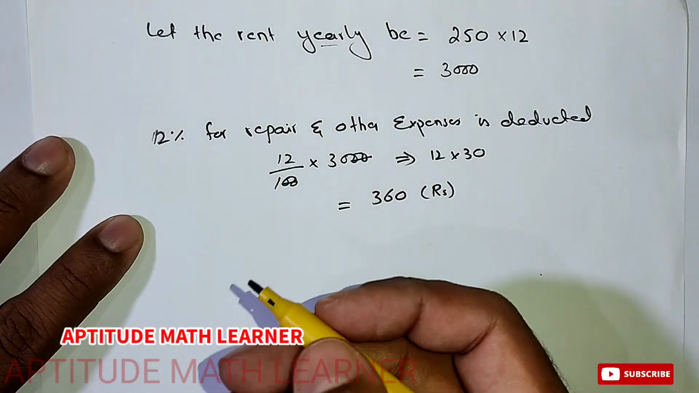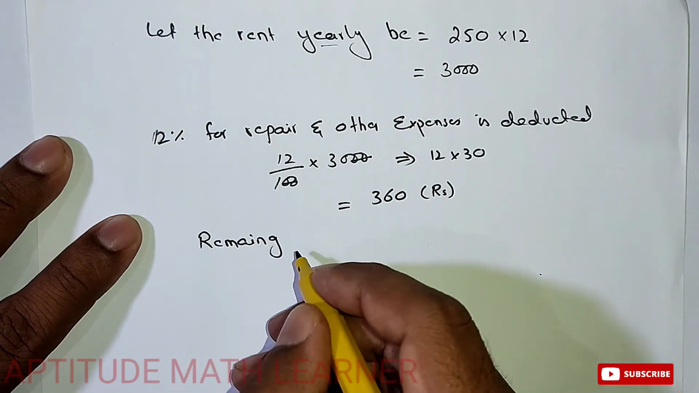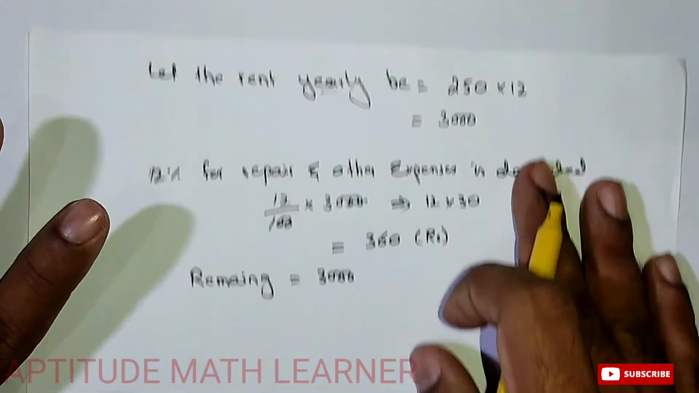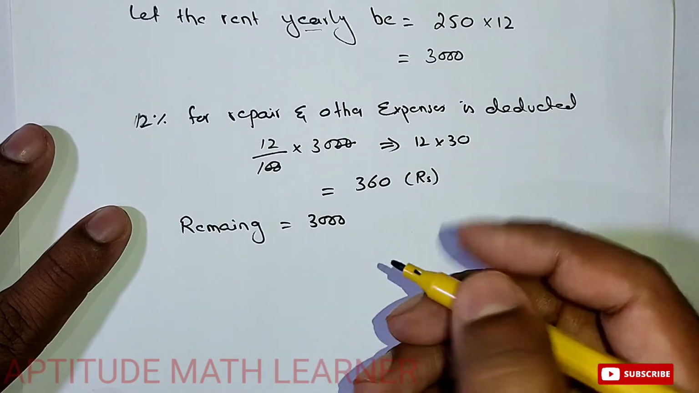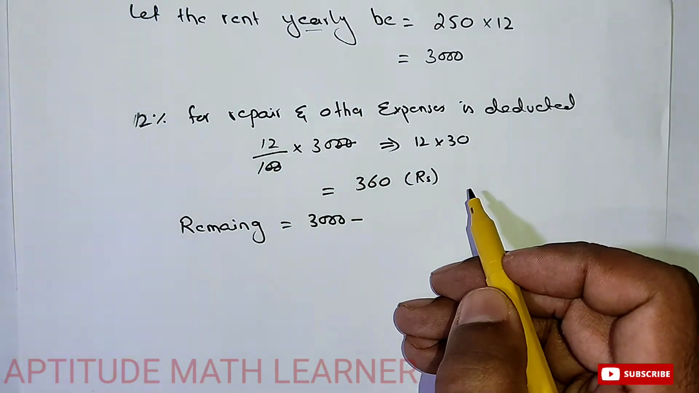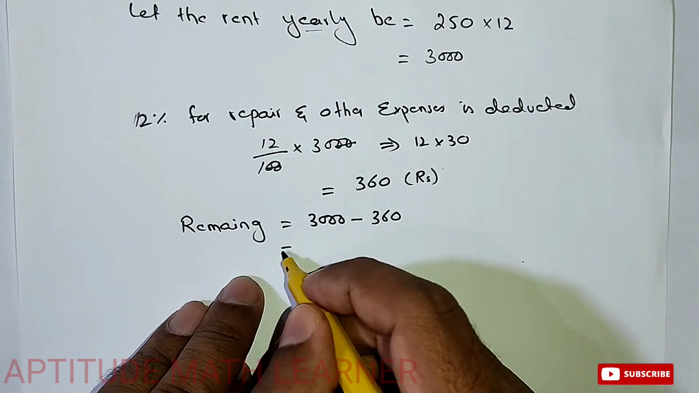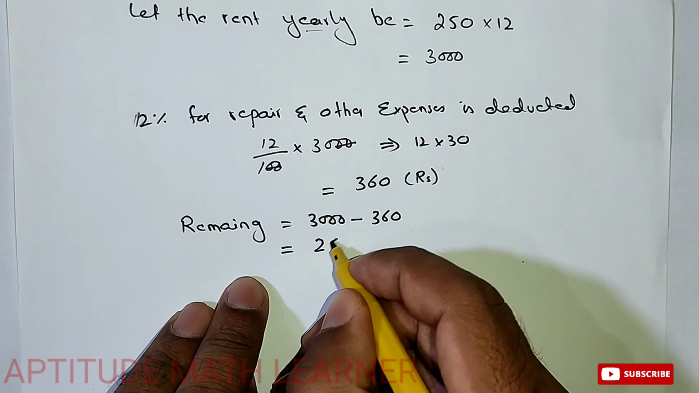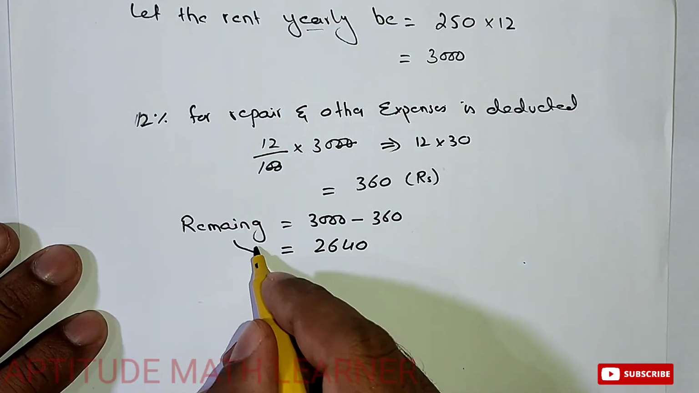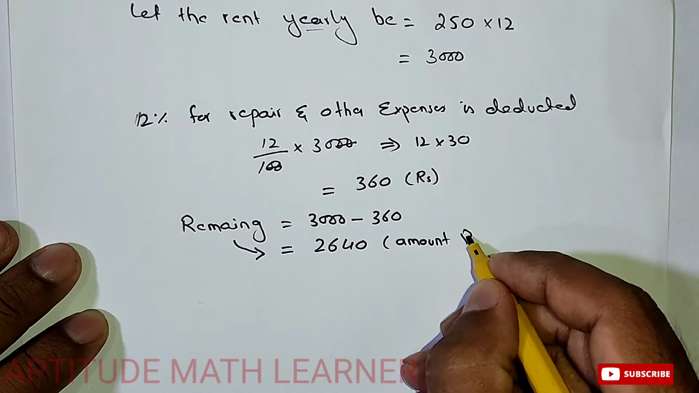And now what will be the remaining amount? From 3,000, if we take out the 12% which is for the repair and other expenses, that is 360. So from 3,000 we take out 360, and the remaining amount we get is 2,640. This is the remaining amount.